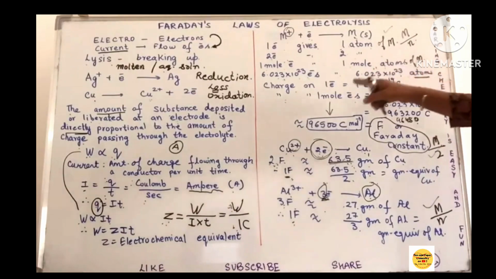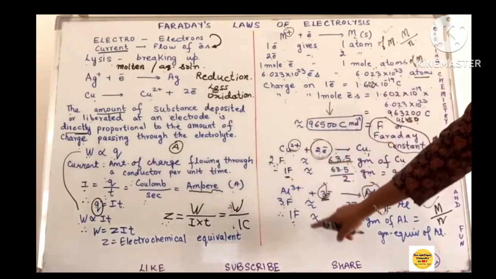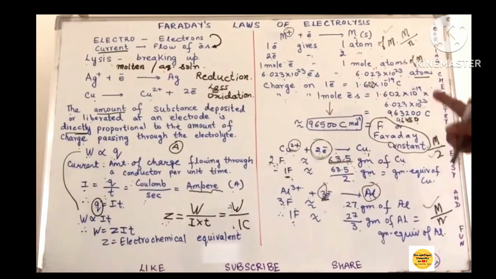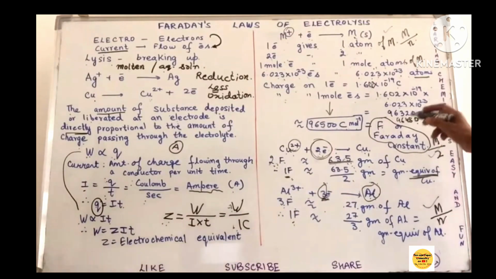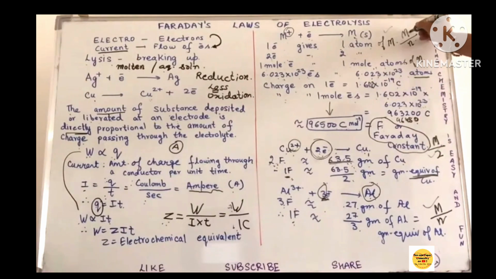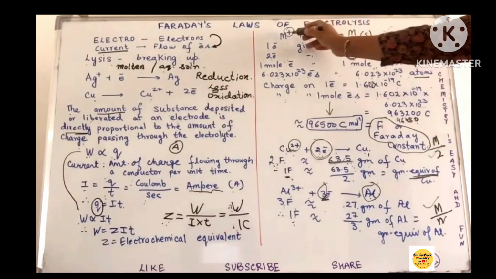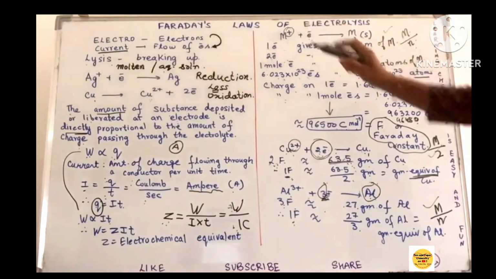So if you are passing the same amount of current through different solutions, the masses of the substances obtained correspond to what we call their equivalent mass. How do we get the equivalent mass? It is nothing but the atomic mass divided by the valency or the charge.